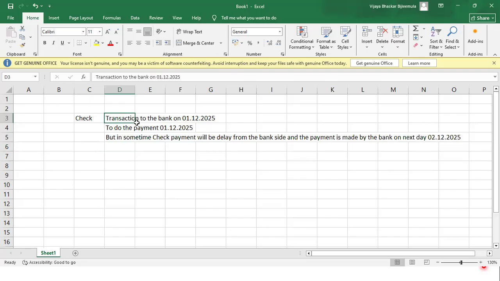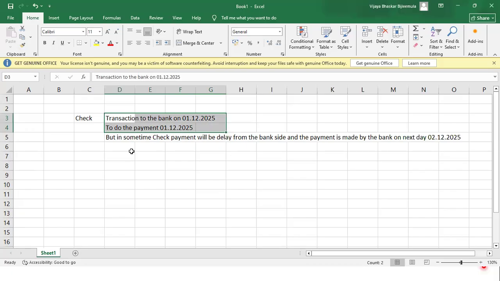We send the check transaction to the bank, but it is not done on the same day. It is due to some other reasons. The bank's check payment gets delayed from their side, due to existing transactions, closing impact and some additional criteria. The payment happens from the bank side on the next day, the following day.